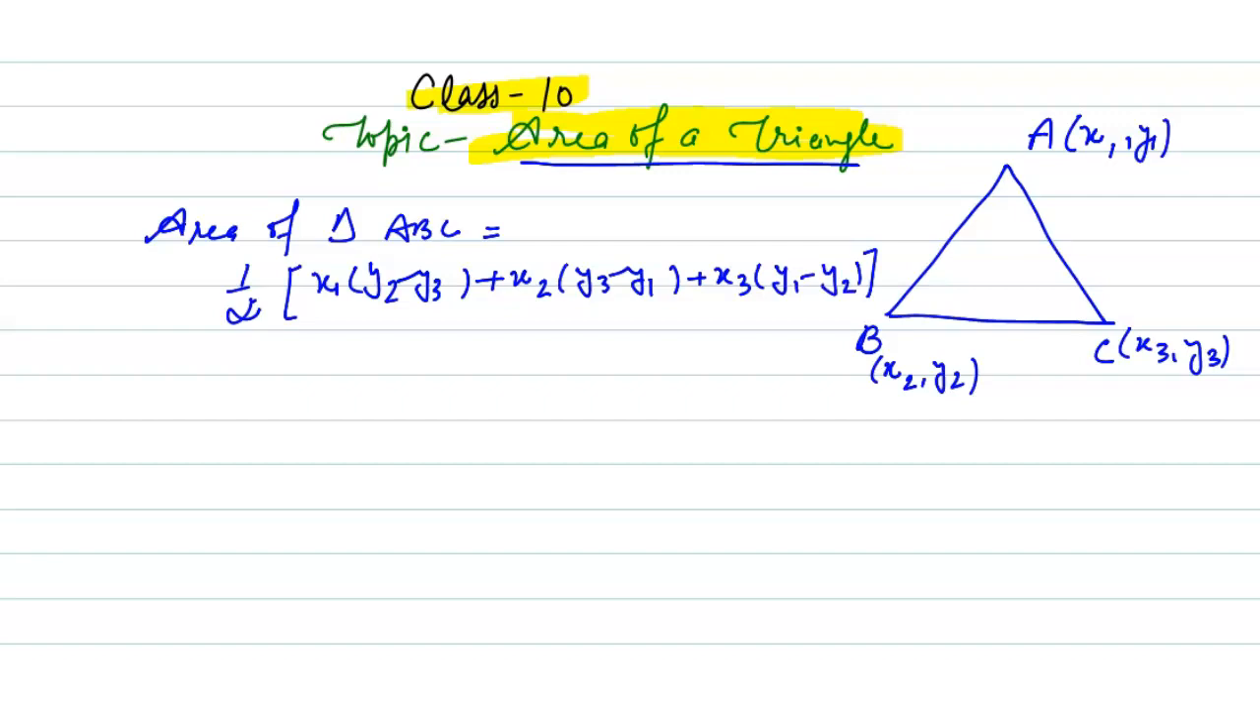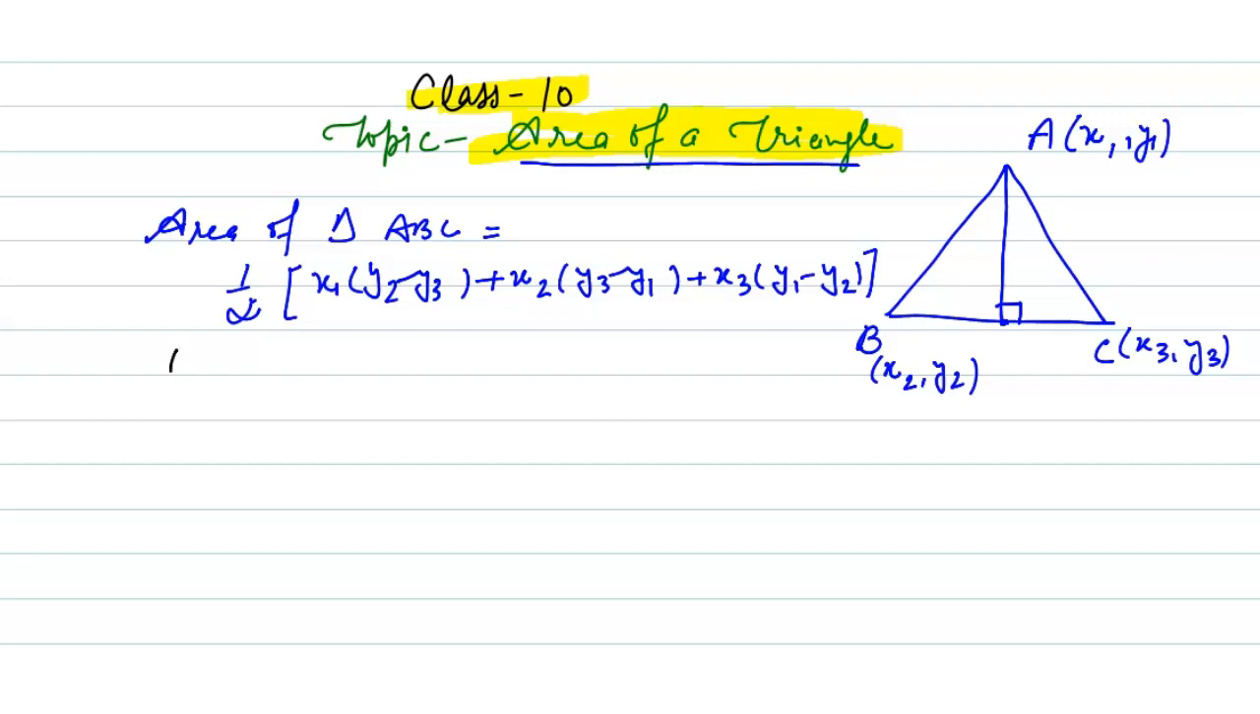As you know, the area of a triangle is given by 1 by 2 base into height. So height we have to calculate, and to calculate it we have to use the section formula. We are not going into this. We are giving you the direct formula here. Area of triangle ABC is given by 1 by 2 x1 with y2 minus y3 plus x2 with y3 minus y1 plus x3 with y1 minus y2.